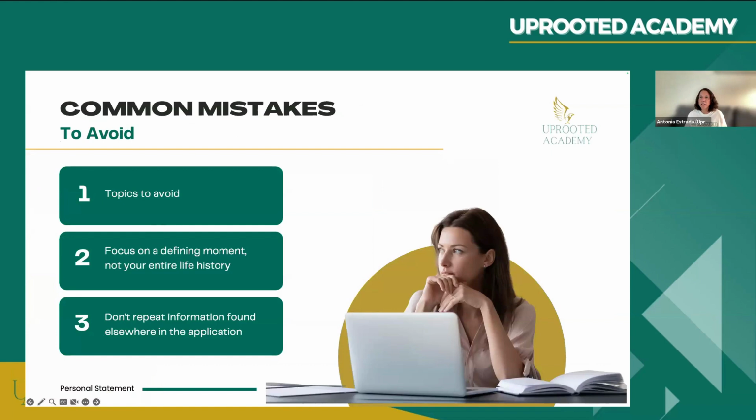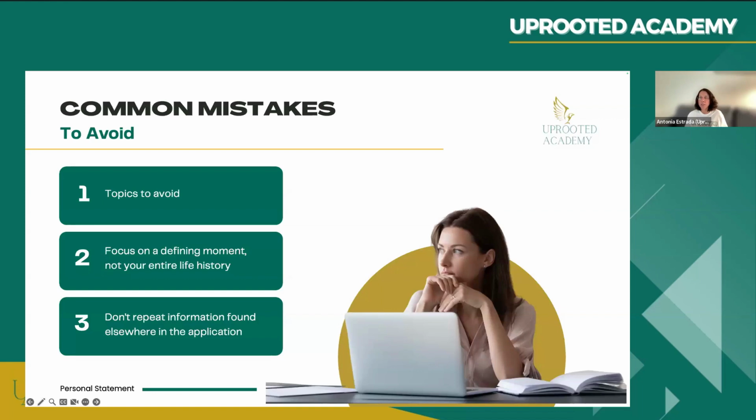So now we're going to highlight a common mistake students make in their essays and how to avoid them. So number 1, topics to avoid. Choosing what to write about in your college essay is as important as the writing itself, as we've seen. If you've faced tough times like a death in the family or divorce or a personal tragedy, these are topics that can be challenging to write about. That said, it's okay to share if these experiences have shaped you, but you should remember to focus on how you've grown as a result of these experiences.